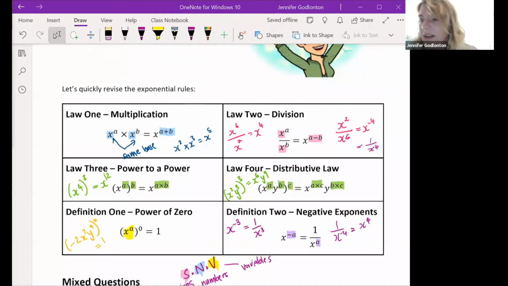Yes, Otsupeng, how can I help? Ma'am, which heading does this topic fall under? This is algebra, and the subheading would be exponents. Oh, exponents, okay.